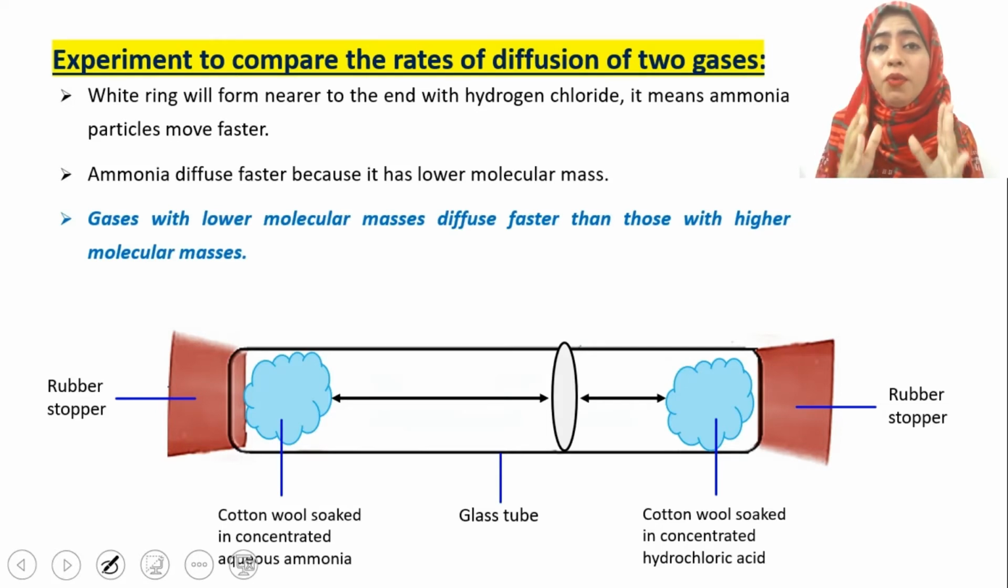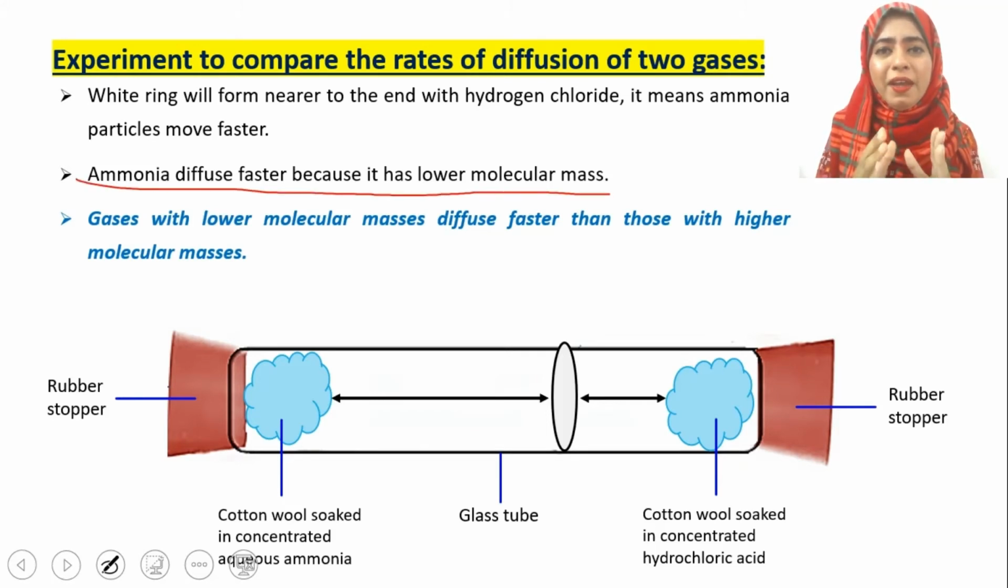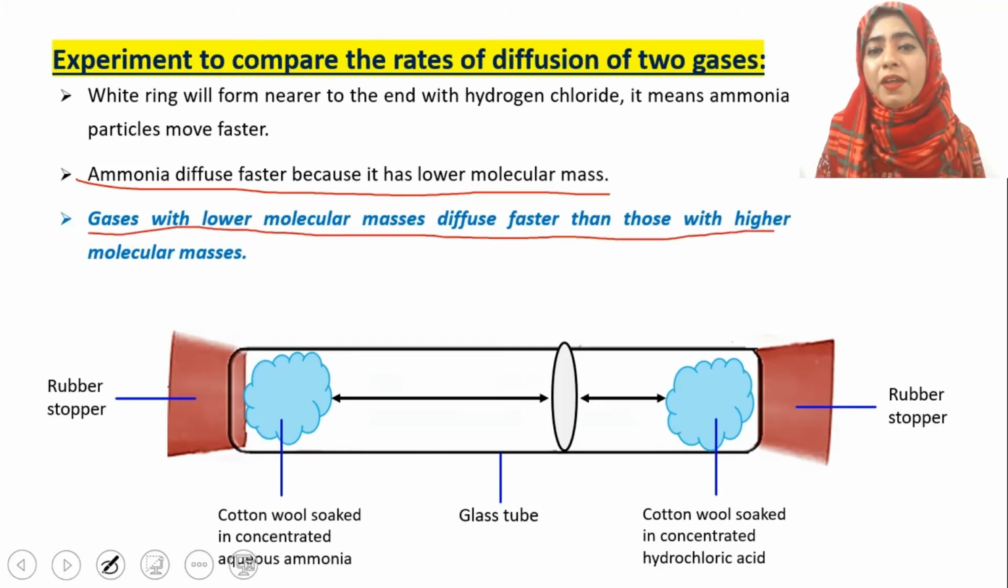Here, ammonia is diffusing faster because of its low molecular mass, and hydrogen chloride is diffusing slower as compared to ammonia because of its high molecular mass. So, we can say that gases with low molecular mass always diffuse faster than gases with high molecular mass.